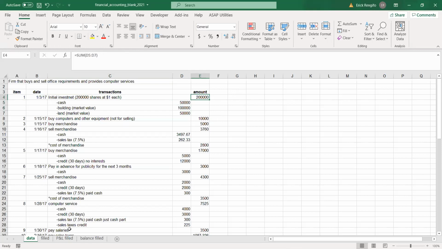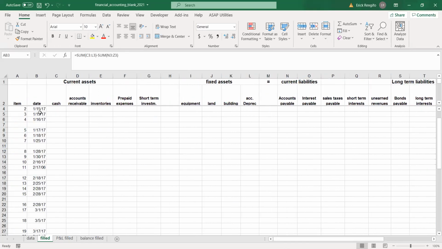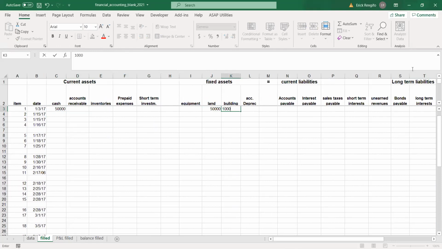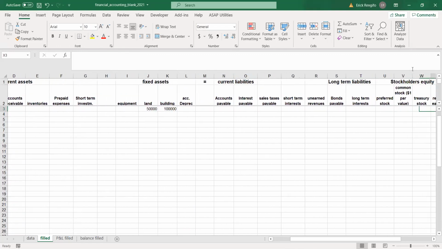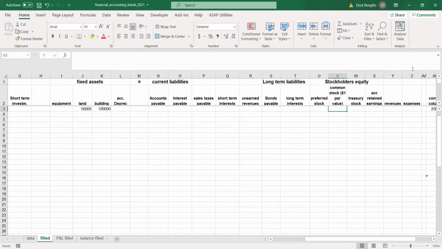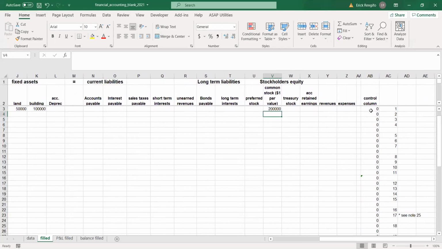$200,000 total. So I need to divide this one into pieces. First, I'm receiving cash, $50,000. You agree? Then I'm receiving land, $50,000, and buildings, $100,000. You agree? And these increase what? They increase my common stock. At $1 each, $200,000. We need to check if we're okay. My control column is 0, so we are okay. Make sense to you guys?